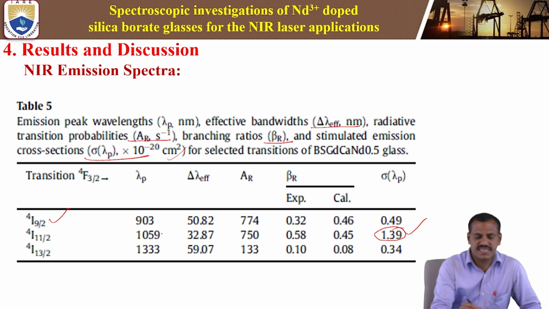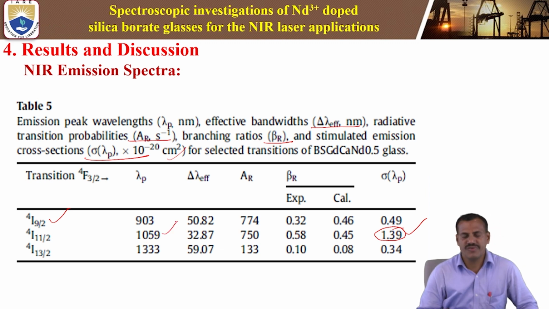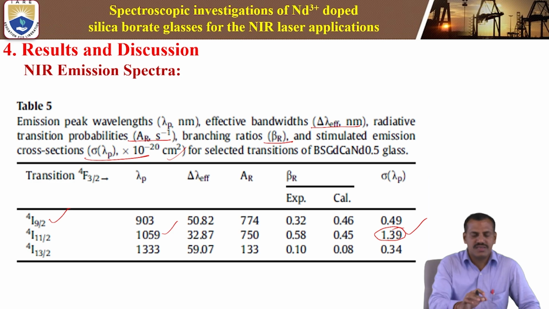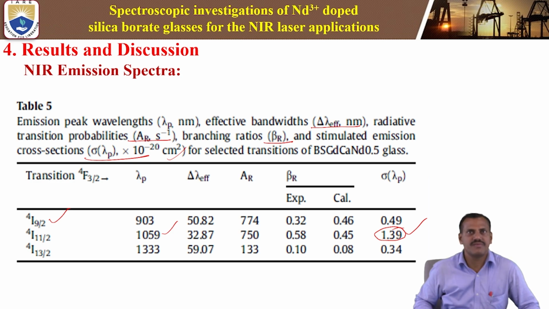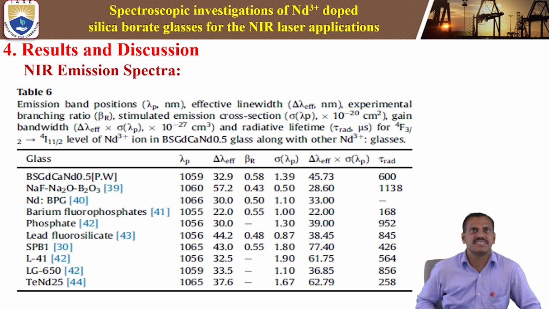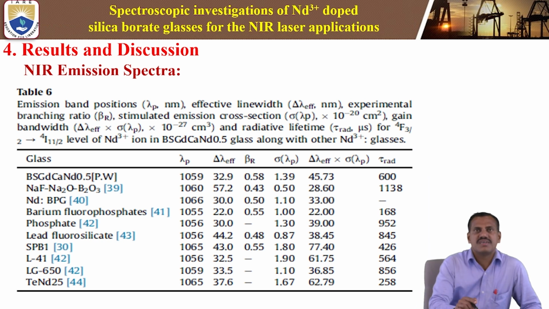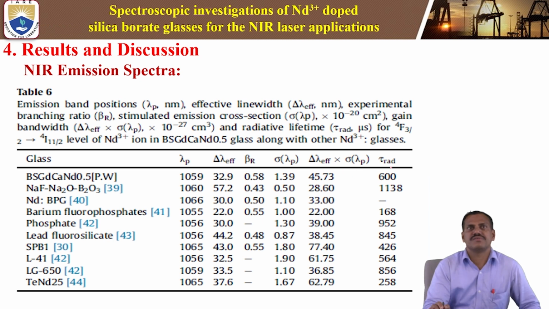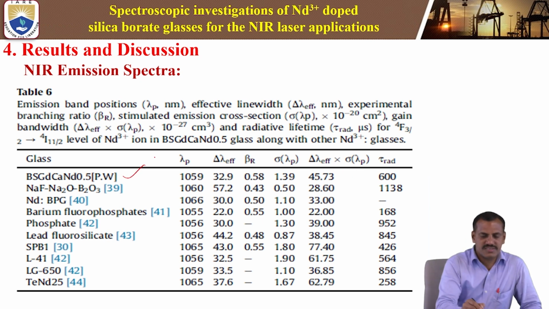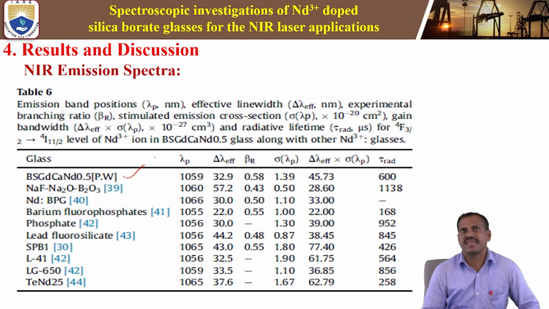You see, intense emission we are observing at 1059 nanometers, compared with 903 and 1333 nanometers. Next, this table shows the band position, delta effective, branching ratio, stimulated emission cross section, figure of merit and tau radiative. This present glass gives particularly intense emission at 1059.